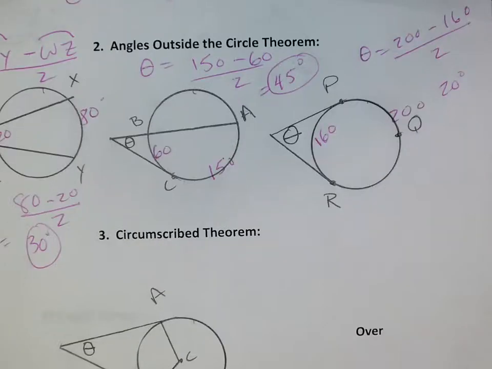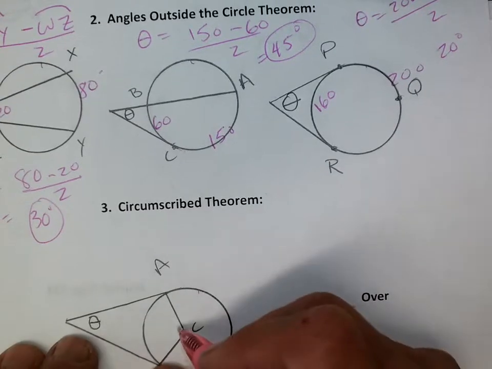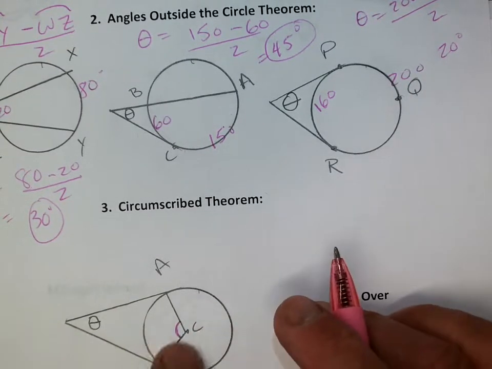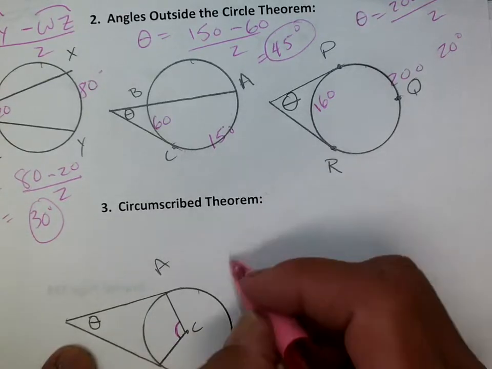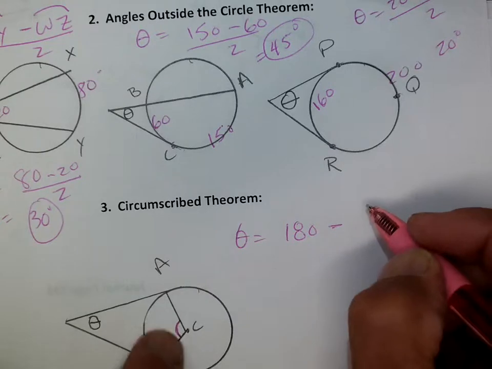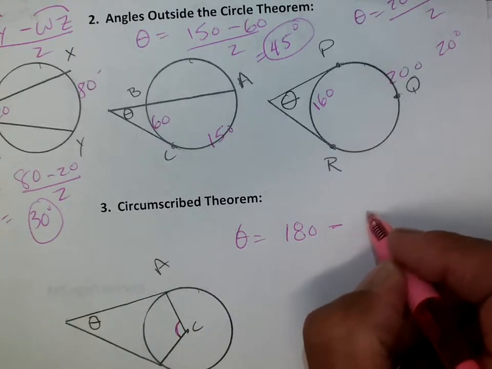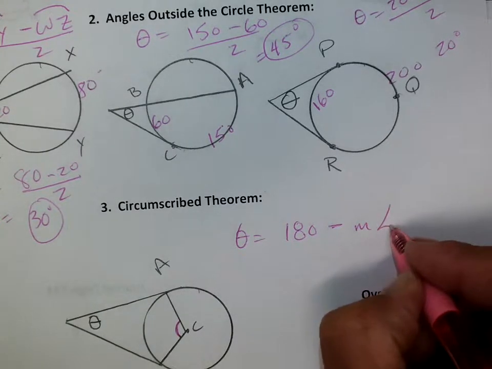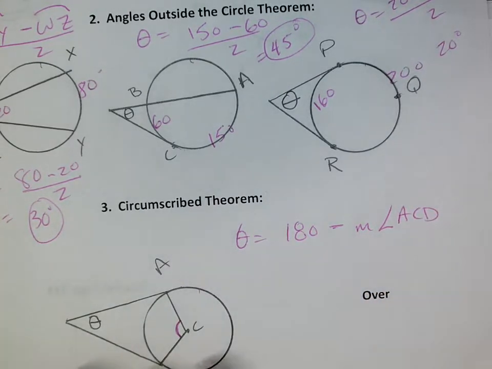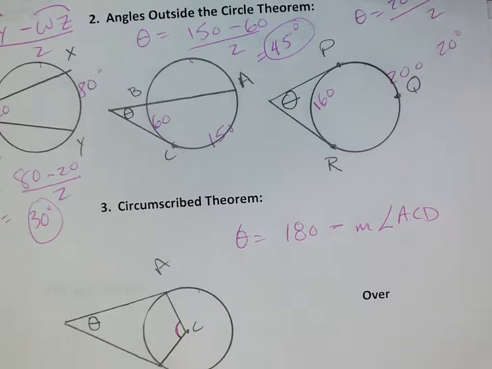All right, now, this last one says this. If I know this angle, then theta is going to equal 180 degrees minus the measure of angle ACD. That's what my formula says. So let's put some numbers in and give it a try.